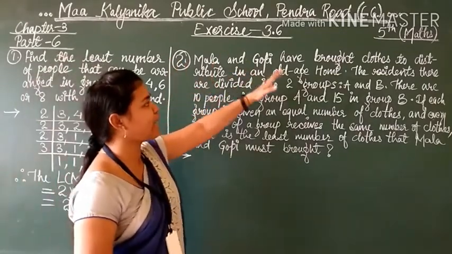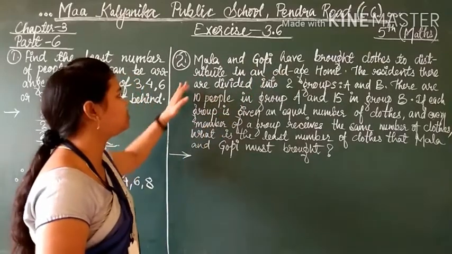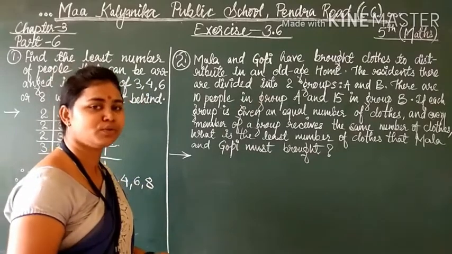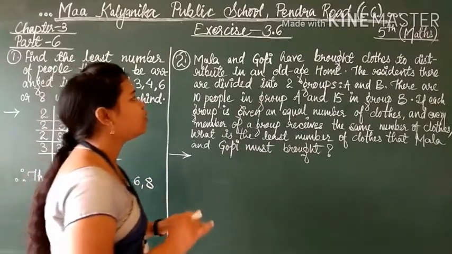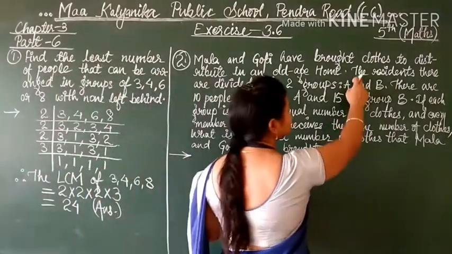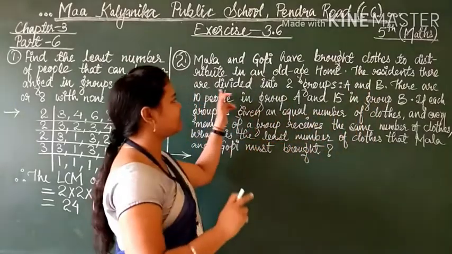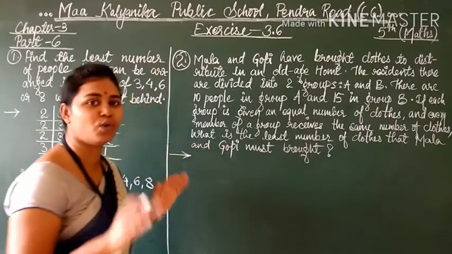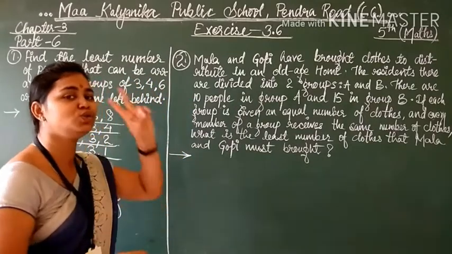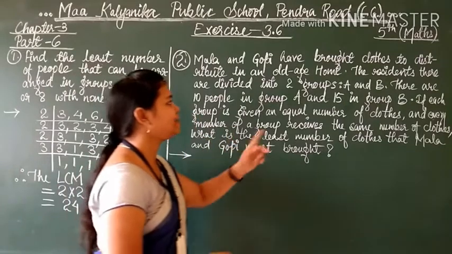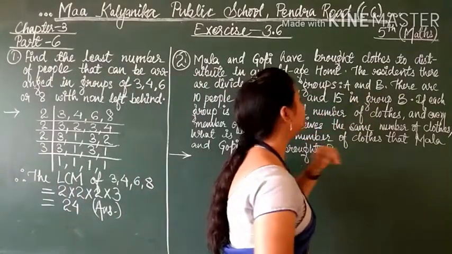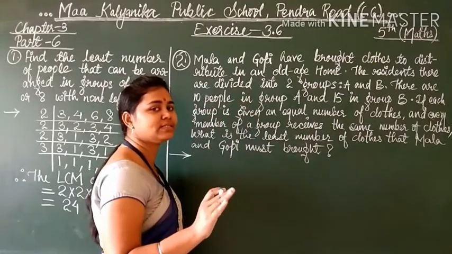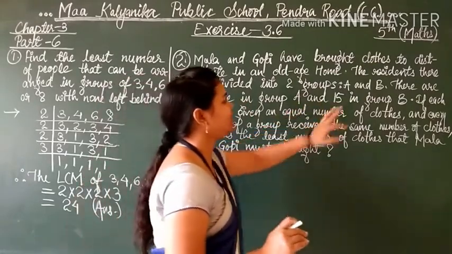Mala and Gopi have brought clothes to distribute in an old age home. Mala and Gopi want to distribute some clothes in the old age home. Okay. So now the residents there, the residents at the old age home, are divided into two groups, that is A and B. Two groups are A and B. So there are 10 people in group A, 10 people are present in group A, and 15 in group B.